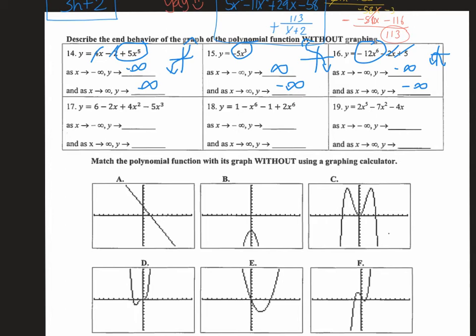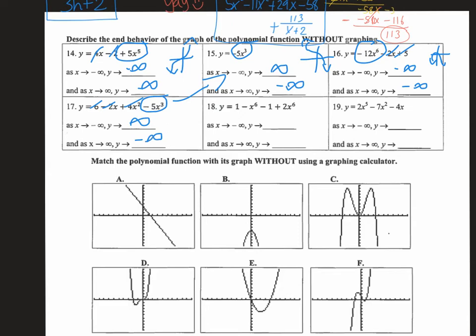Right? This one here, this is the highest term, so these don't matter to us. We have an odd function with a negative coefficient, so it's going to be just like this one here. Same thing. Right? So my end behaviors are the same. I start up top and I end going down.